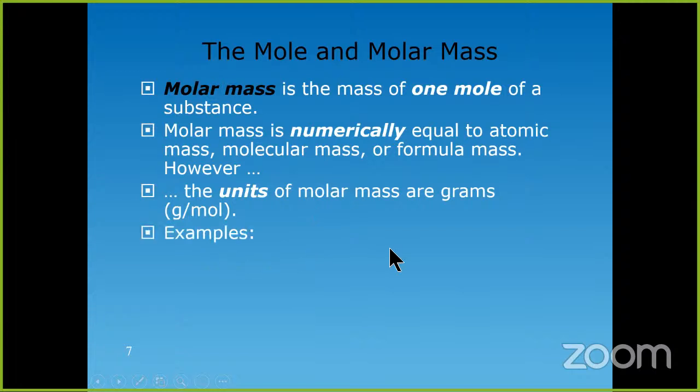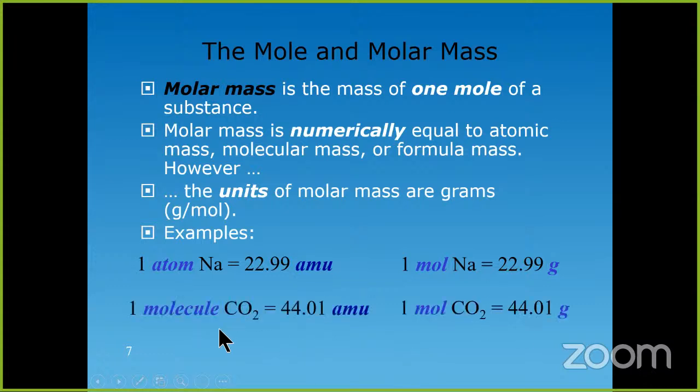So just to give you some examples, one atom of sodium has a mass of 22.99 AMU, right? So the atomic mass of sodium is 22.99 AMU, but the molar mass of sodium is 22.99 grams per mole. So numerically they're the same, but the units are different. Here's another example. One molecule of carbon dioxide has a molecular mass of 44.01 AMU, all right? But the molar mass of carbon dioxide is 44.01 grams per mole, all right?